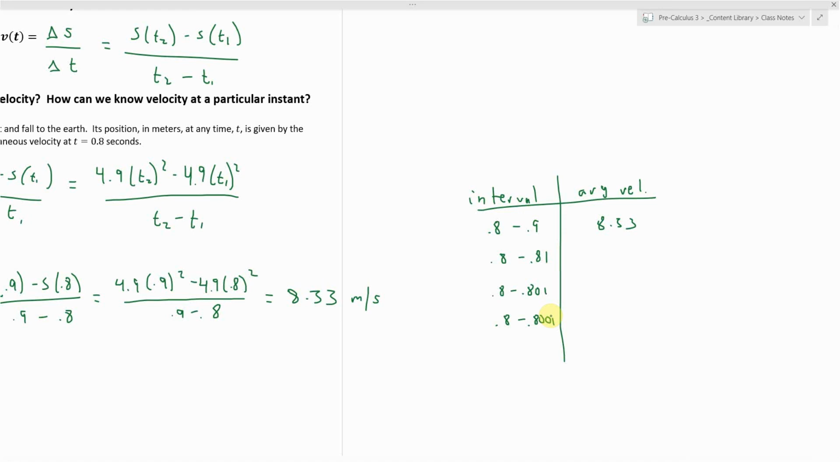Now, an instant means no time passes, though, so we have to keep getting that interval shorter and shorter, and take the average velocity over increasingly small intervals of time. That average velocity is going to get closer and closer to the instantaneous velocity. As this interval gets closer and closer to 0 seconds, the average velocity gets closer and closer to the instantaneous velocity. So let me fill in these values for you.